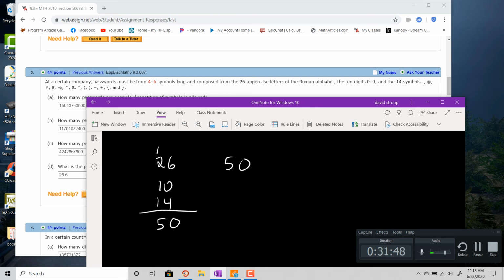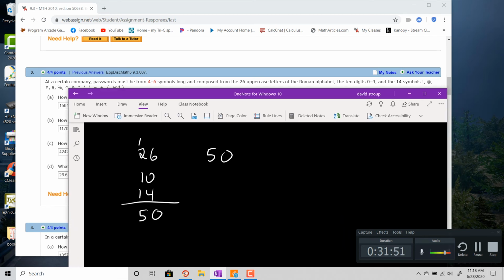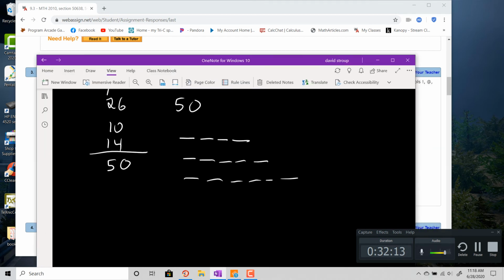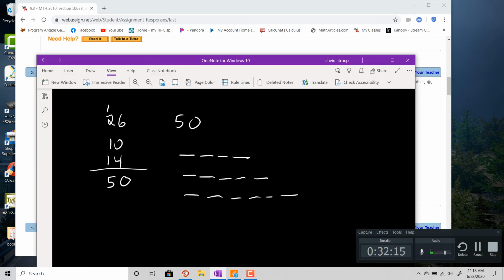Okay, we want passwords from 4 to 6 symbols long. So this is that disjoint rule for adding up the subsets. We have 4-symbol long passwords, 5-symbol long passwords, and then 6-symbol long. If you're allowed to repeat, then it's going to be this huge number of them. So we have 50 to the 4th plus 50 to the 5th plus 50 to the 6th. Okay, whatever the heck that is.